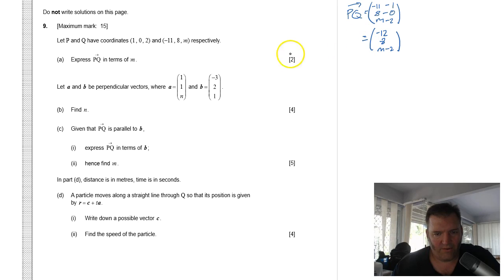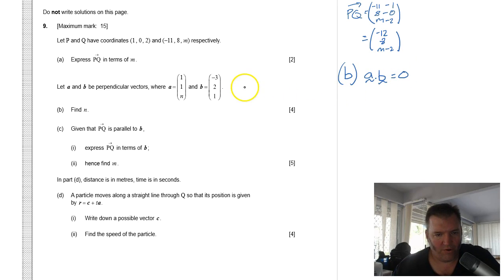You'll always get a nice easy one with these ones. So there's 2 marks that you can just lock away. Not too bad. Let's keep going. A and B are perpendicular vectors, where A is (1, 1, n) and B is (-3, 2, 1). Find n. So what do we know about perpendicular vectors? We should know that perpendicular vectors have a dot product equal to 0. So A dot B is 0.